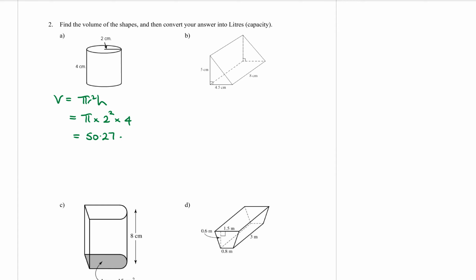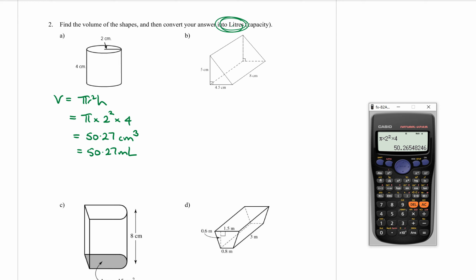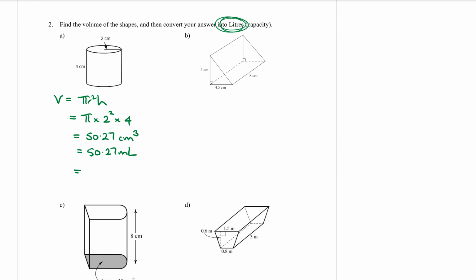And that is centimeters cubed because it's volume. Remember that centimeters cubed are exactly the same as milliliters. And to convert milliliters into liters, I just divide it by 1,000. So 0.05, if I do 2 decimal places, liters.